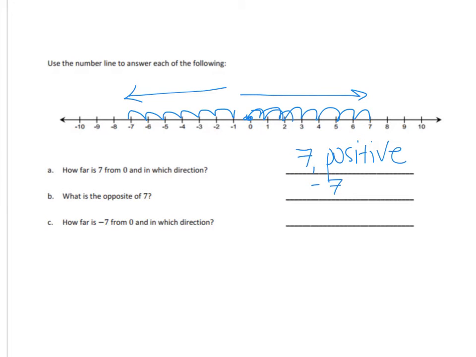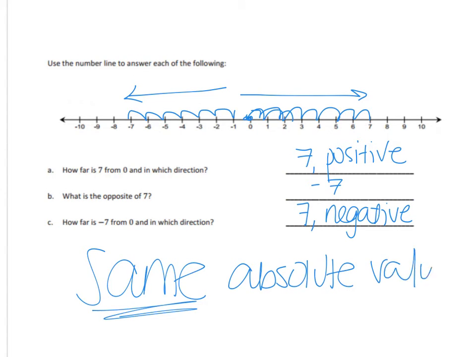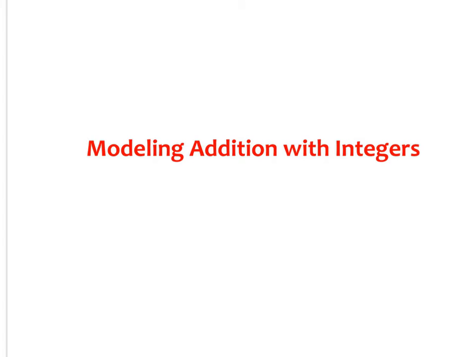And then it says, how far is -7 from 0 and in which direction? The answer is 7. We just solved that. So they are opposites because they're in the opposite direction. But at the end of the day, they have the same absolute value. Meaning, no matter if I'm going to 7 or -7, I'm still going to have to move my feet 7 times.